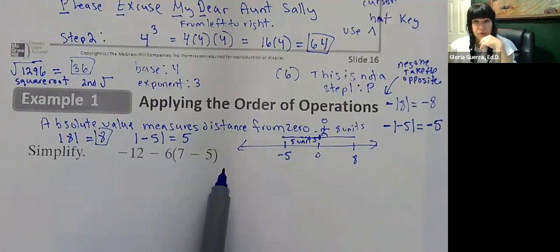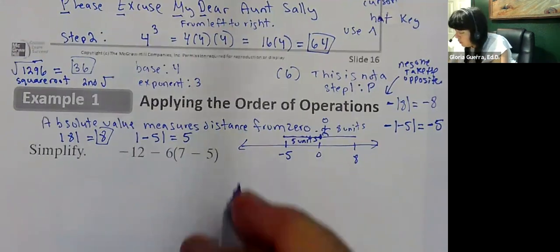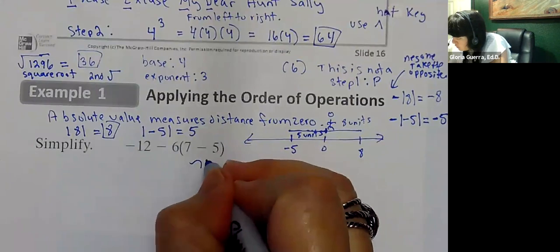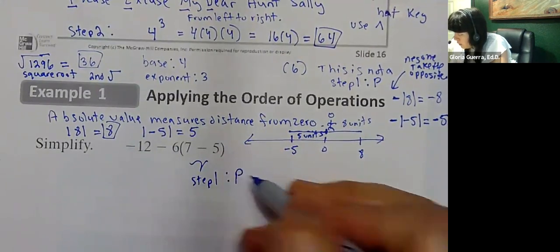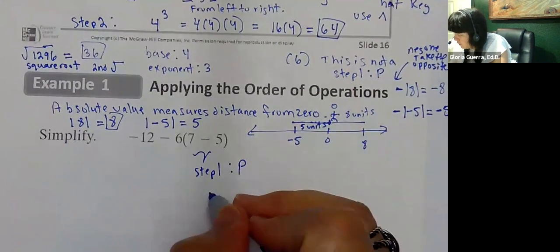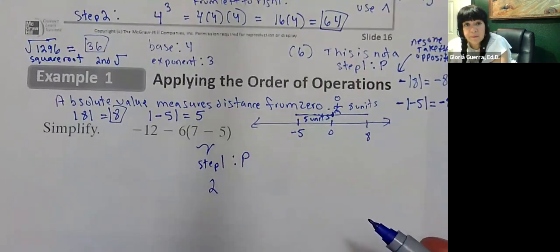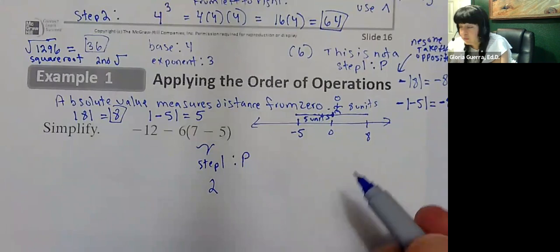So you've got to know this order. So you got to do this on paper. So here you need to make sure you do step 1 first, which is the P, right? So 7 minus 5 ends up being 2, right? So you got to do that first because that was step 1.